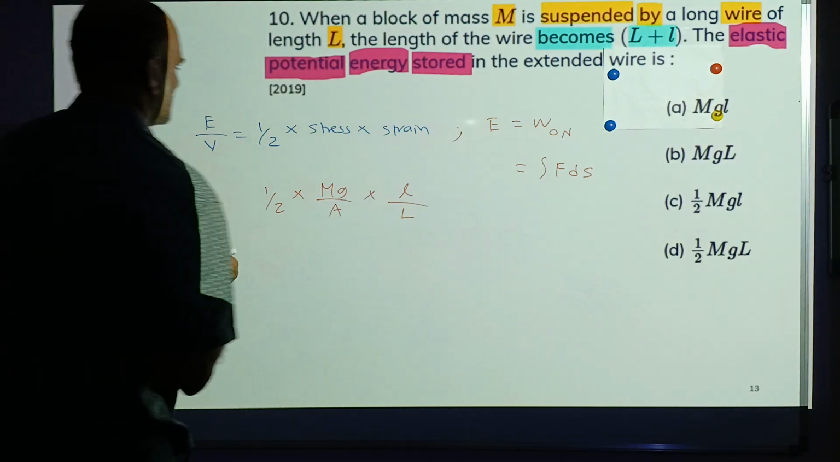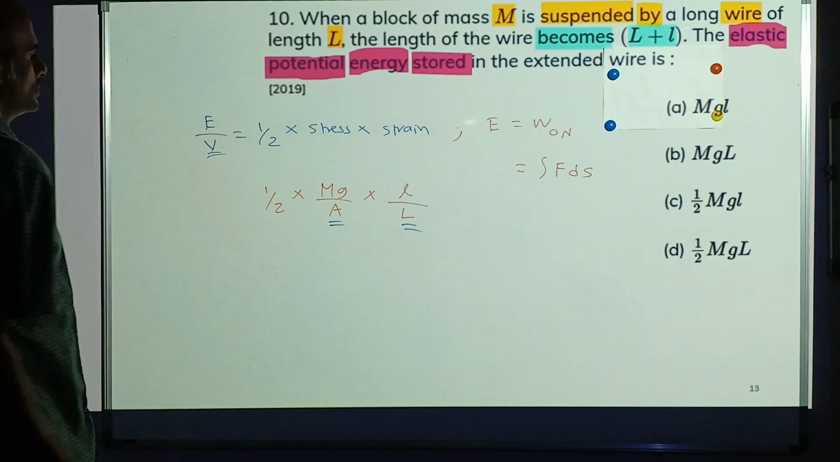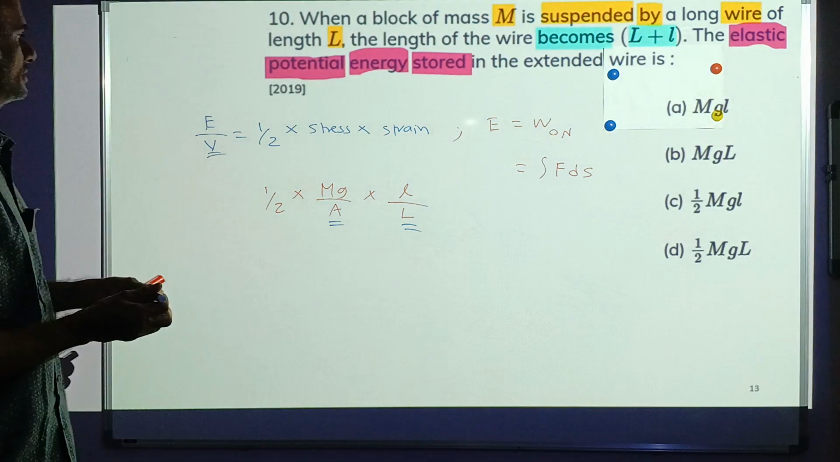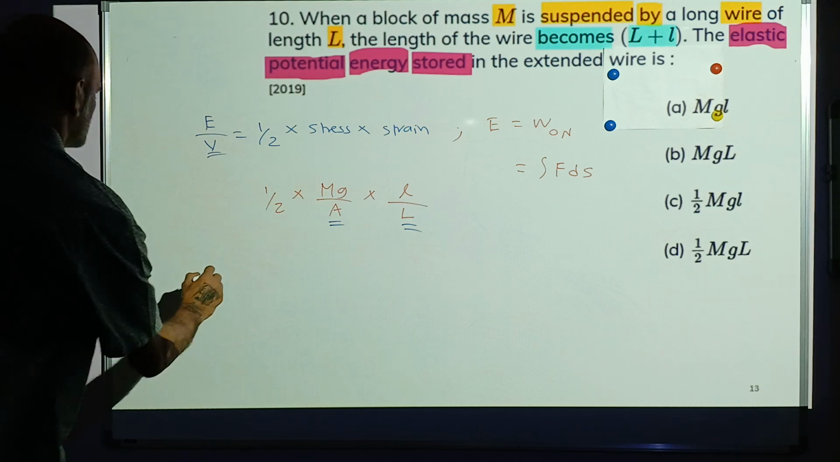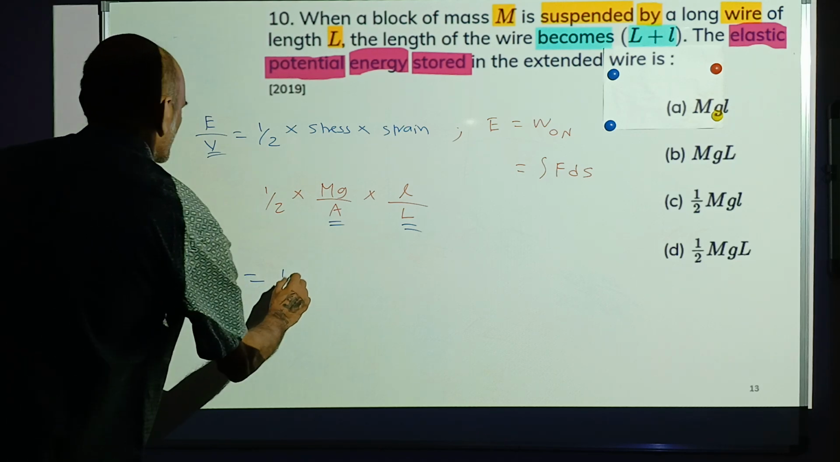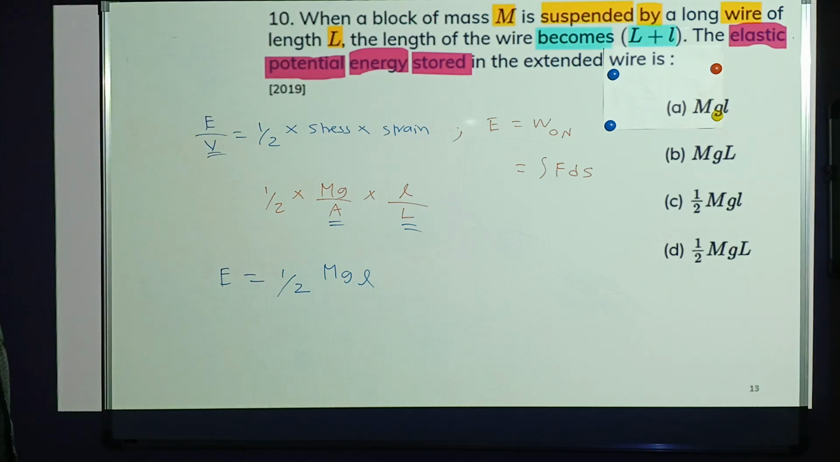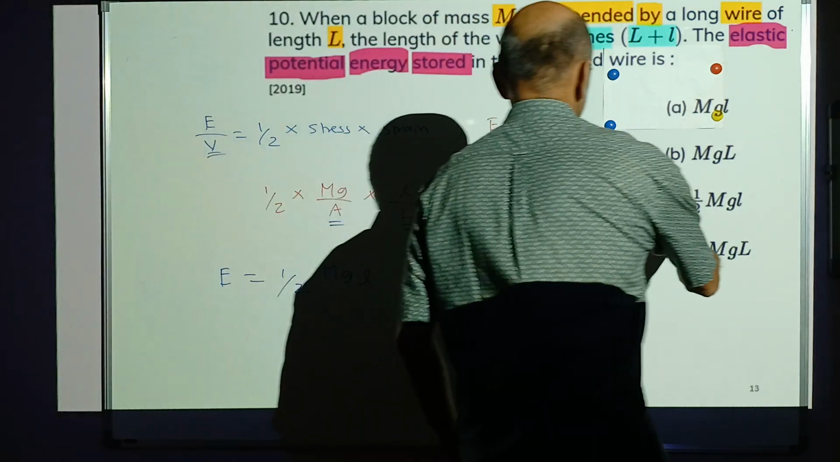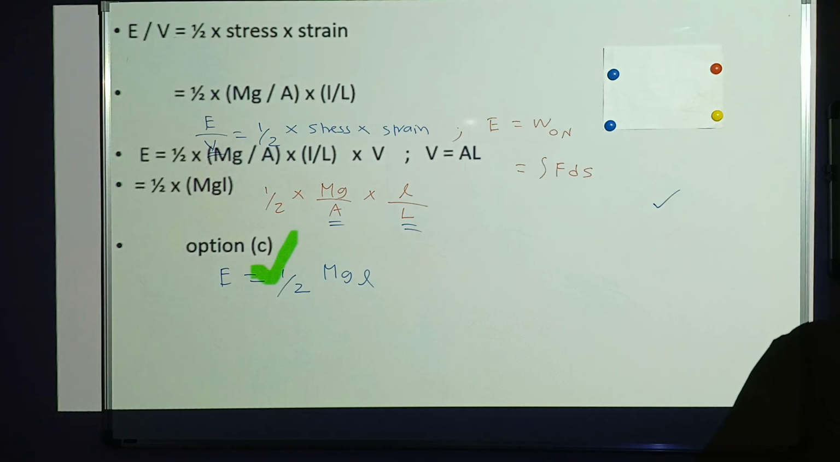And this A into L is the volume of the wire. So we can cancel the volume with A into L. So from this, you get the energy stored in the wire, half mg l. C is the correct option.